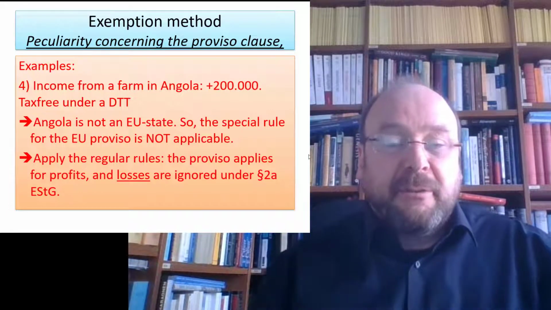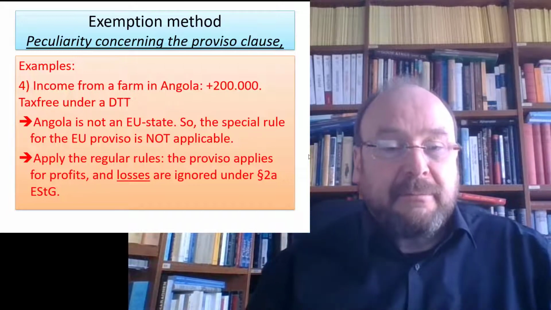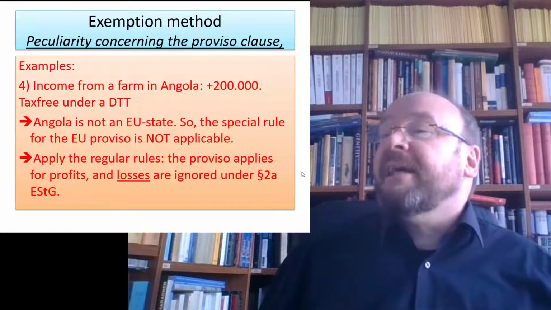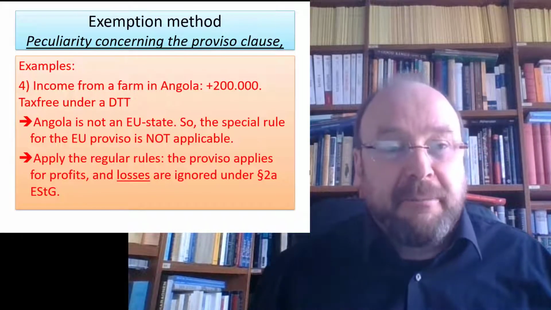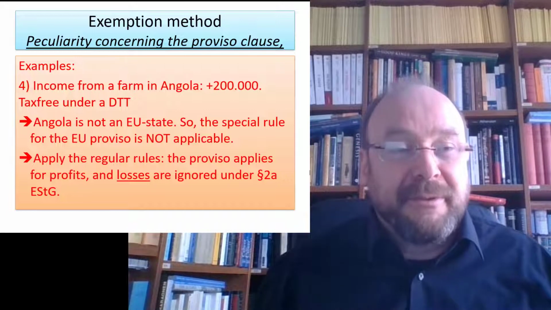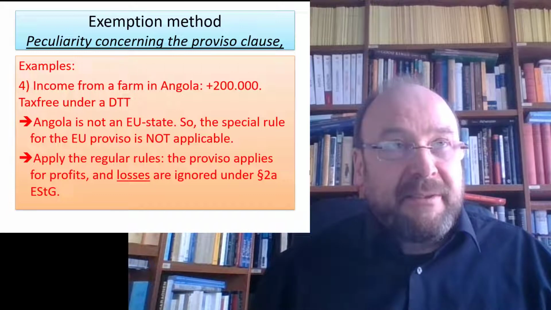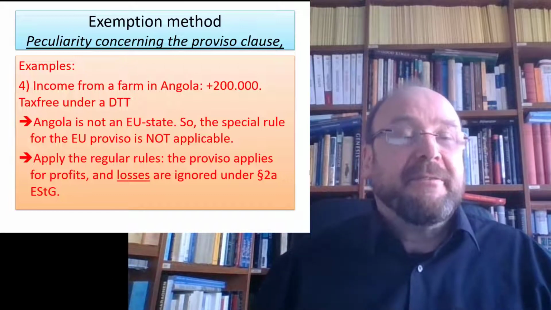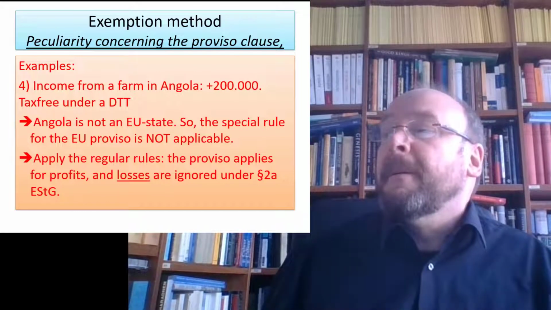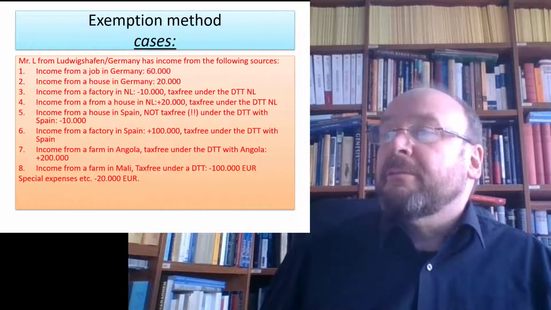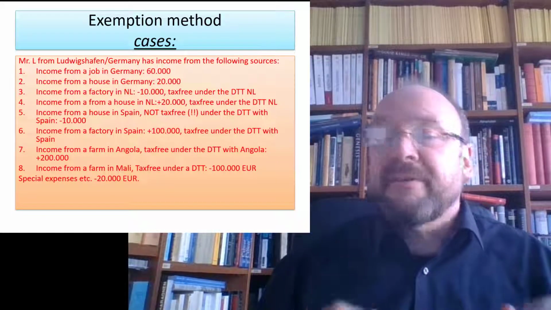Well, a farm in Angola, that's now active. No, it would be passive if there would be a loss. But on the other hand, for a farm in Angola, there are no special rules concerning the Proviso. But there the risk is just killed by saying if the farm brings a loss, the loss does not exist. Plain and simple. So here we have no problem.